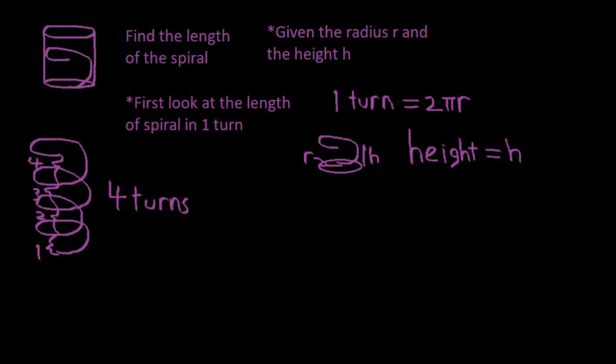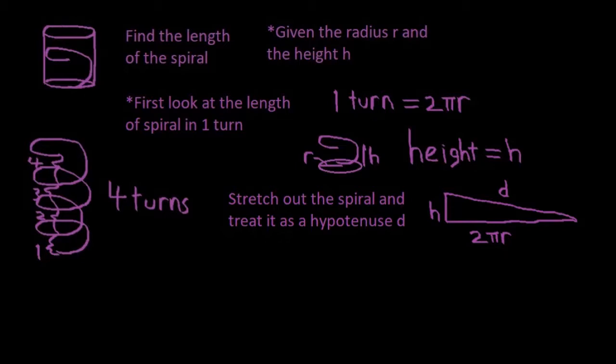And so now what we need to do is stretch out the spiral and treat it as if it's a hypotenuse, d, let's call it. So h, the height, doesn't change. The height's still going to be the same as it is, whereas the base is going to be 2 pi r. And so now we can use the Pythagorean theorem to find d. Suppose we're given h and r, then we can most definitely find d.